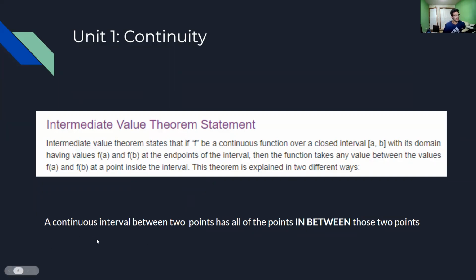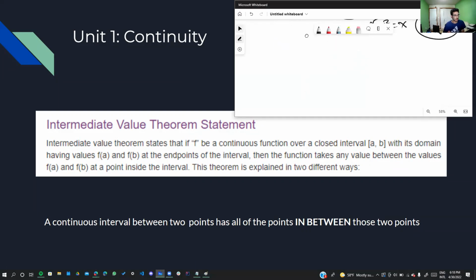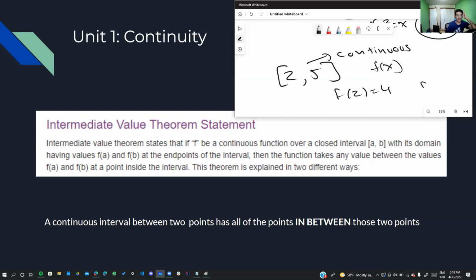So it's basically saying if you have an interval, okay, let me bring up the whiteboard back again. So let's say you have an interval of 2 to 5, right? And let's say f of x is continuous in this interval right here. And let's say f of 2 is equal to 4 and f of 5 is equal to 10. That means between 2 and 5, you must have y coordinates between 4 and 10. That's what the intermediate value theorem is stating.